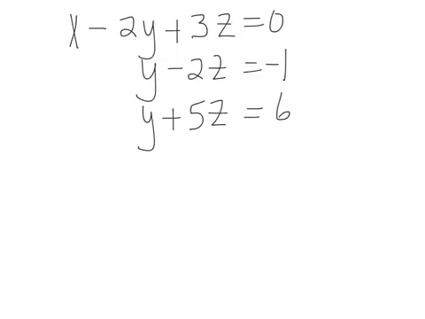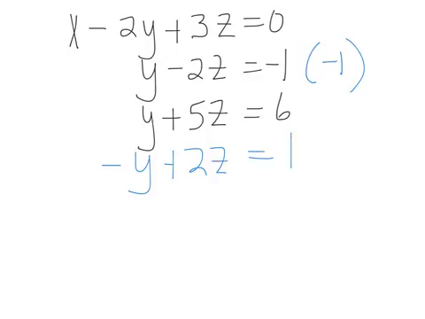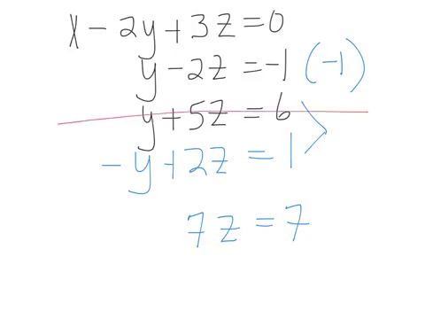Let's try another example. So in this case, we already have two equations with just two unknowns. So let's multiply through this equation by negative 1. So that equation is going to become negative y plus 2z equals 1. And we're going to combine those together, and it's going to become 7z equals 7. Remember, the one that's locked in place is the one with the number beside it, so that one is gone.